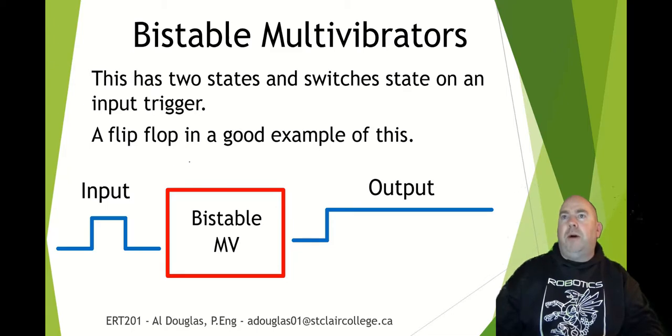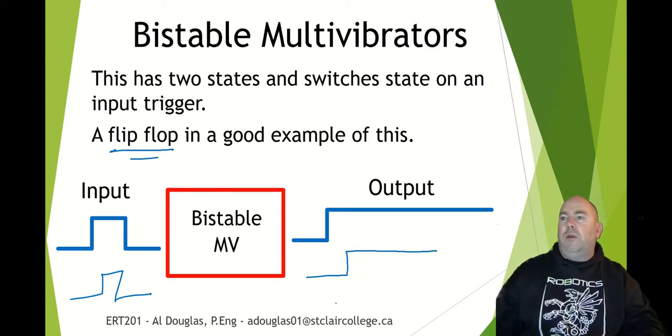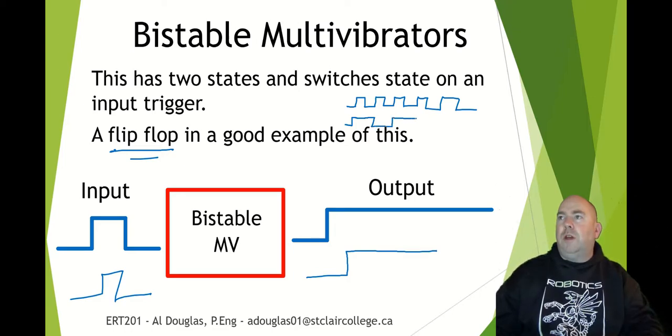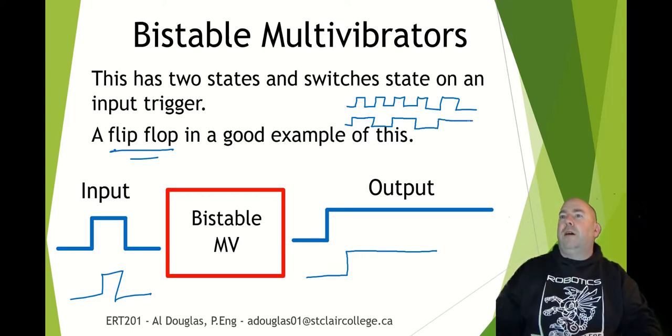The second type, the bistable. An example of this would be a flip-flop. So basically we give it some type of input trigger, like our clock signal to a JK flip-flop, and we get a transition output. We've demonstrated this with a clock signal, with our flip-flop, and we get a toggle type signal like this that changes every time we get the pulse input to it. Okay, that is the bistable.